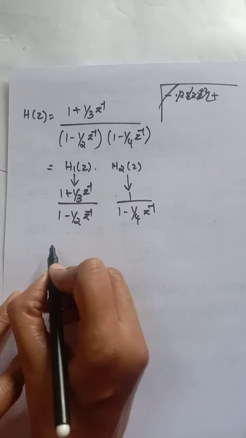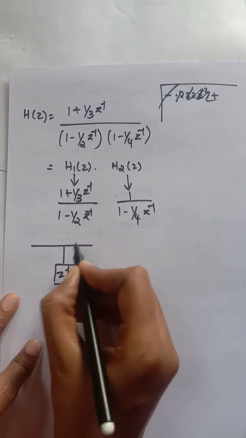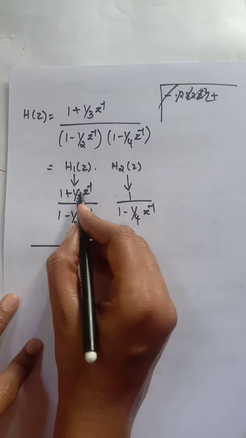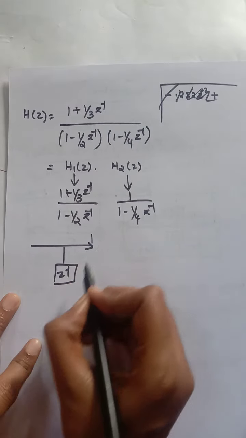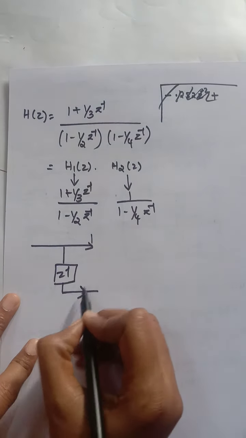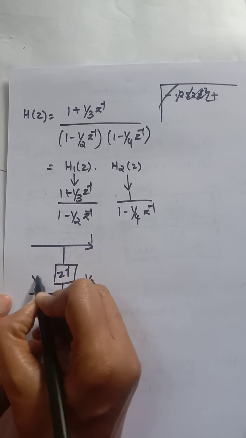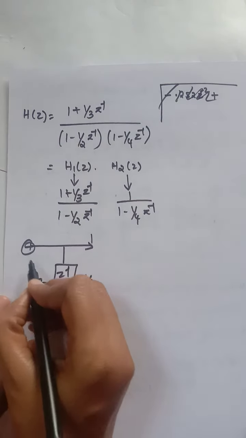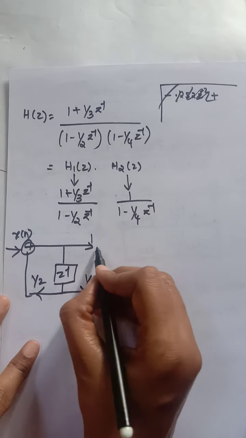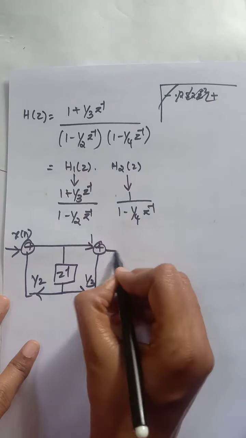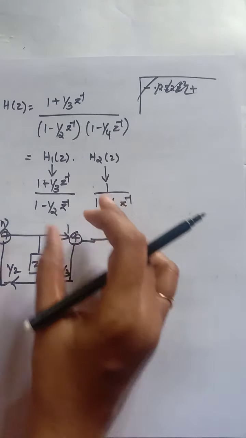Now I am going to realize this. First see how many delays are there. Only one delay is there, so I have written one delay. On this side you are going to realize the numerator coefficient. So here it is 1, and here it is 1 by 3. This side you are going to realize the denominator coefficient. Here it is minus 1 by 2, so plus 1 by 2. I have given the input x of n. Here I am going to add using the adder. Here I have realized this.